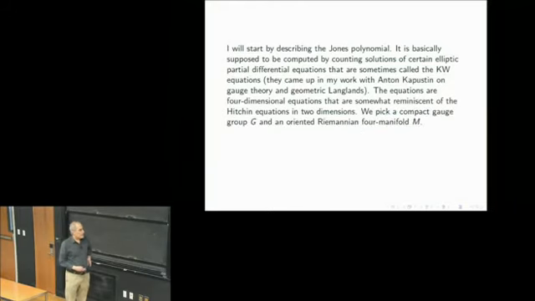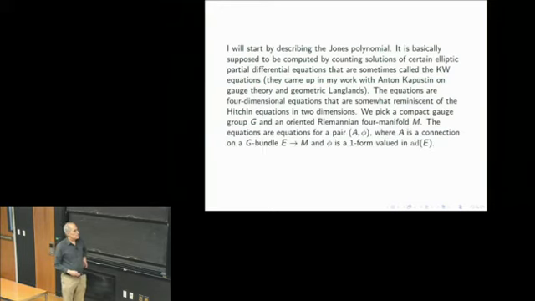So we pick a compact gauge group G and an oriented Riemannian 4-manifold M. The equations will be equations for a pair.